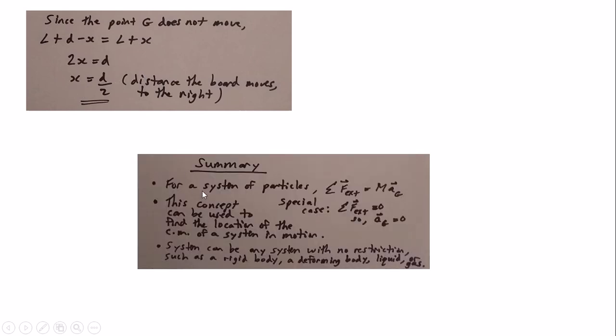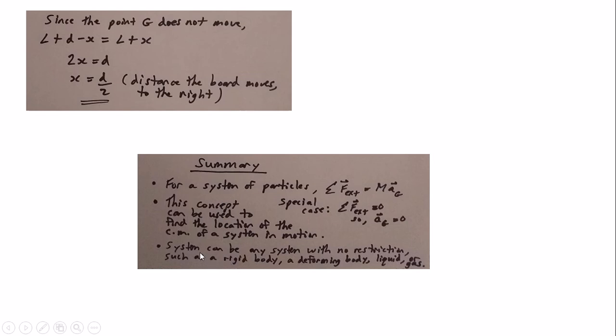So in summary, for a system of particles, the sum of the external forces is equal to the total mass of the system times the acceleration of the center of mass of the system. For the special case where the sum of the external forces is 0, the acceleration of the center of mass is 0. The two specific cases are where the velocity of the center of mass is constant or the center of mass is stationary. This concept can be used to find the location of the center of mass of a system in motion, as done previously for the board-man system.